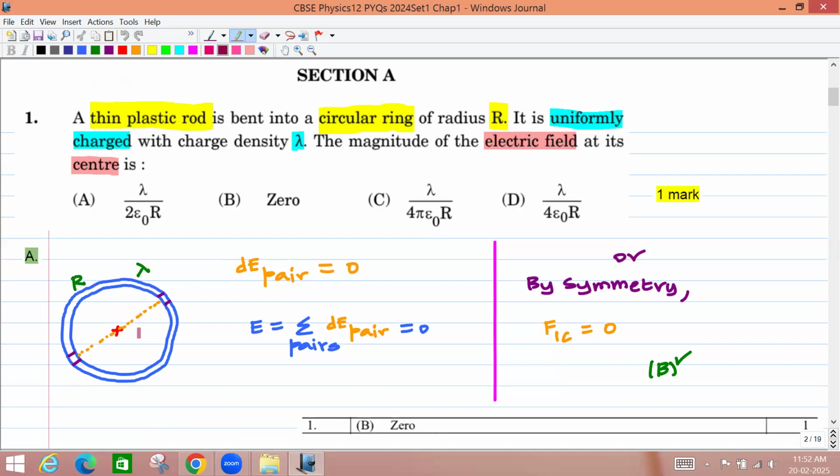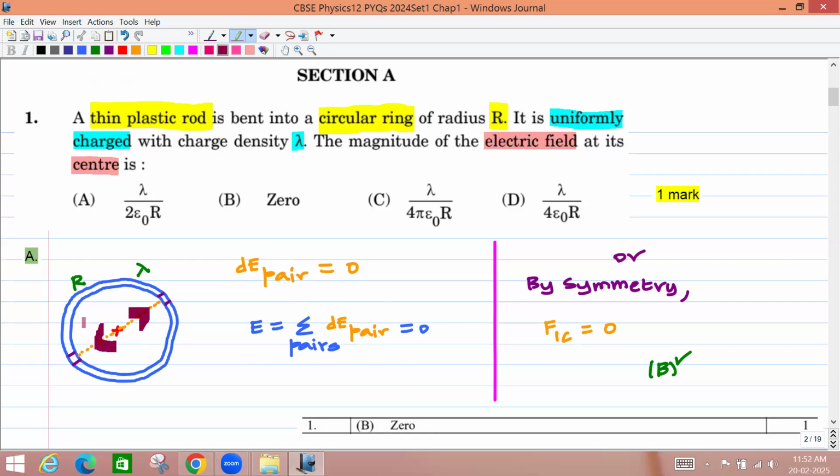Electric field is defined as a force on 1 coulomb charge. So we place 1 coulomb here and assume lambda is positive. Because of this element, there will be a repulsive force in this direction. And because of this element, there will be a repulsive force in this direction. Both these forces will be of equal magnitude but opposite direction. So they will cancel. So the net force due to the pair will be 0. If we take the second pair, again the force will be 0. So the net electric field, which is the summation of the electric field of all the pairs, will be 0.